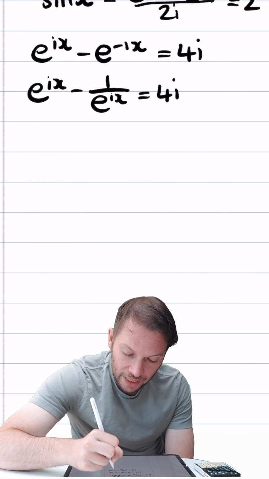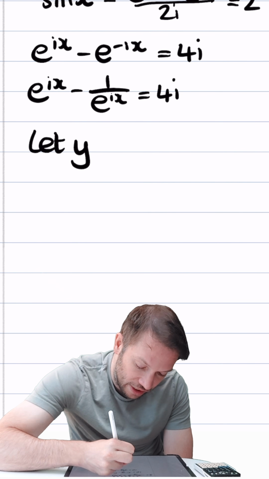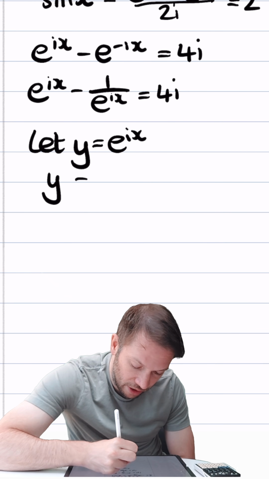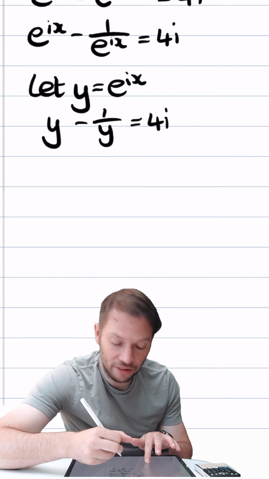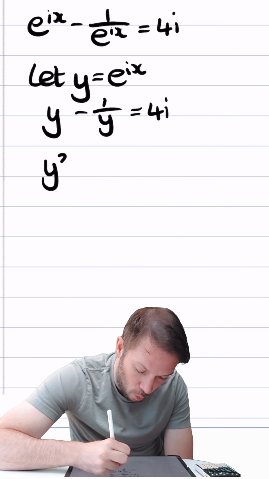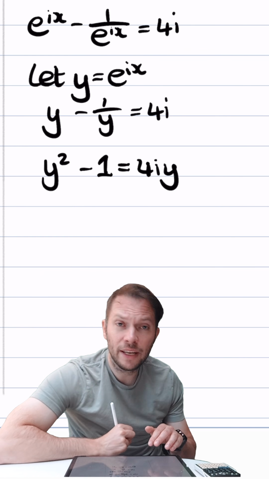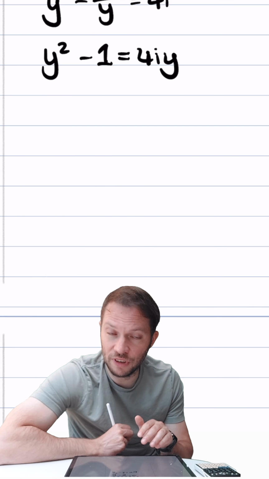And then you can see that e to the ix term is repeated. So if we were to let y equal e to the ix, make this substitution, we get y minus 1 over y equals 4i. And if we multiply both sides of the equation by y, we get y squared minus 1 equals 4iy. Now that looks like a quadratic equation, and we can solve quadratic equations using the quadratic formula.